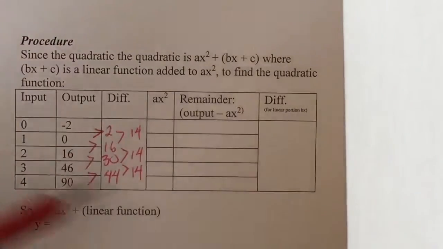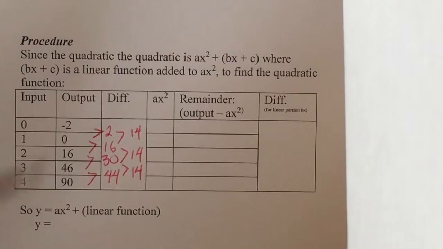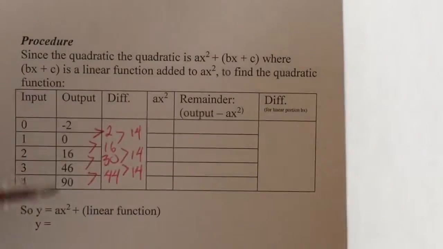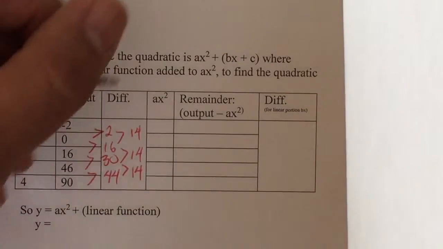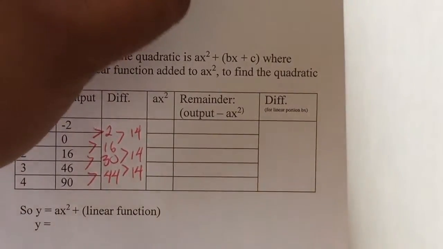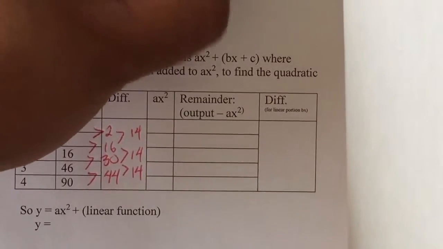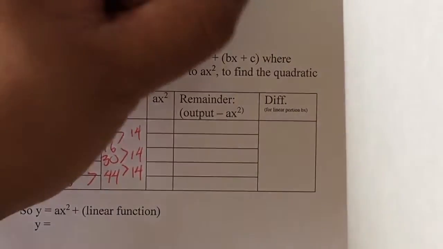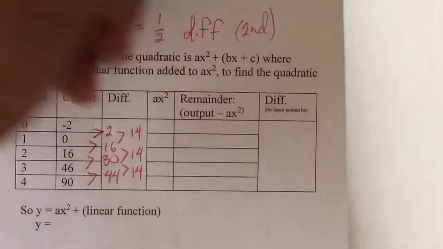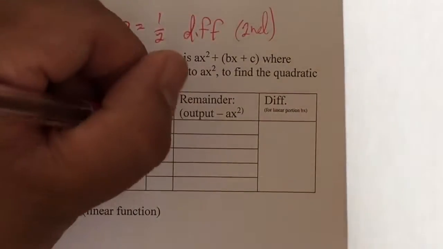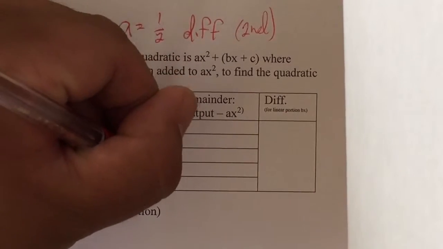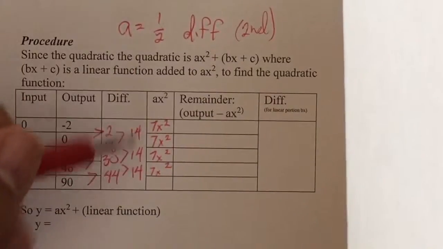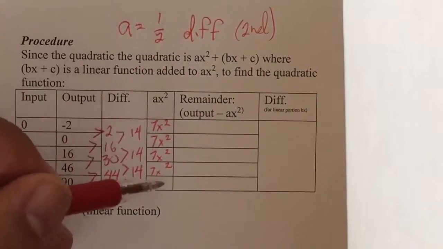So now in my table, let's find what ax squared is by plugging in. Oh no, not yet. The ax squared turns out to be where a is 1/2 the difference, and that would be the second difference. So therefore ax squared ends up being 7x squared, because the second difference was 14. Half of 14 is 7, so it's 7x squared.